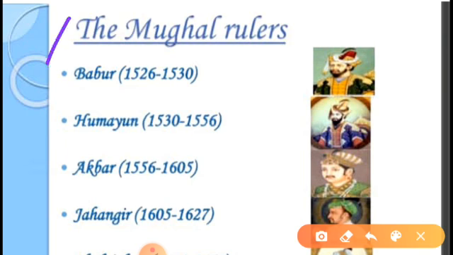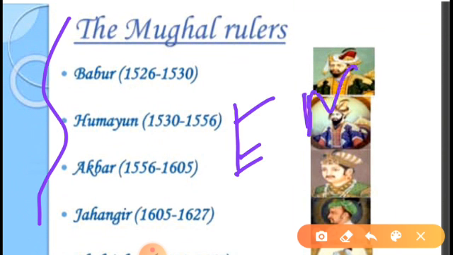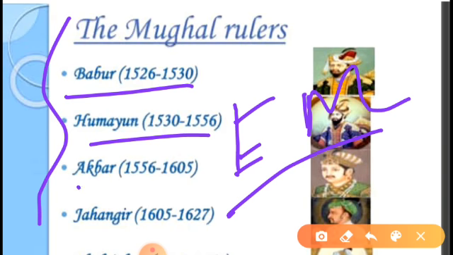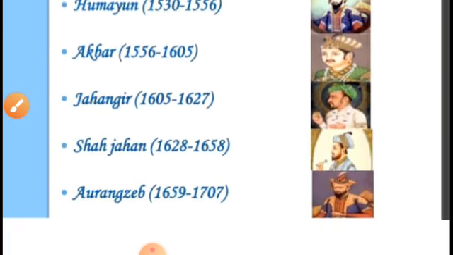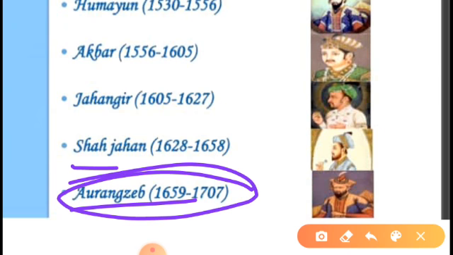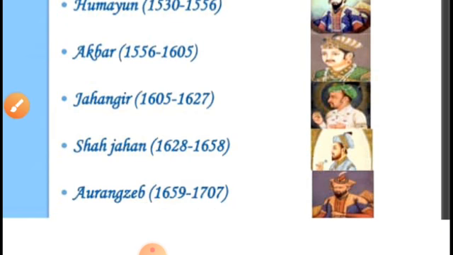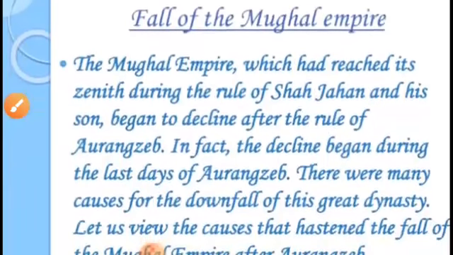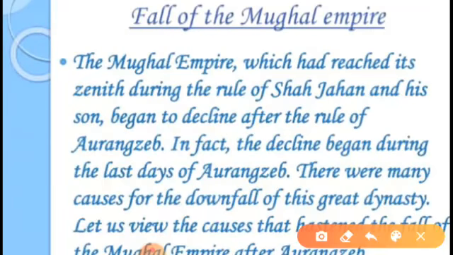Here you can see the first Mughal ruler, the early Mughal emperors Babur, Humayun, Akbar, Jahangir, and here you can see Shahjahan and Aurangzeb. This is very important, that's why I have given the diagram here, because from the Aurangzeb period only the decline started. So these causes were very important for the decline of the Mughal Empire.